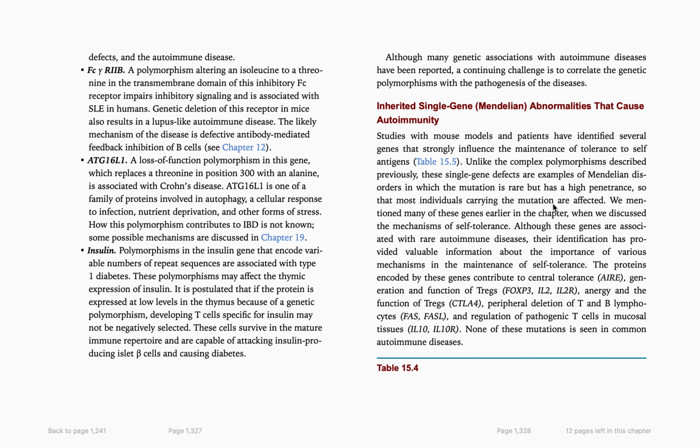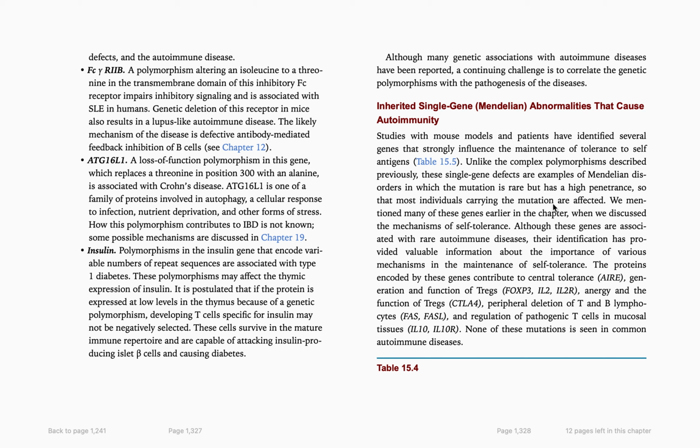ATG16L1. A loss-of-function polymorphism in this gene, which replaces the threonine at position 300 with alanine, is associated with Crohn's disease. ATG16L1 is one of a family of proteins involved in autophagy, a cellular response to infection, nutrient deprivation, and other forms of stress. How this polymorphism contributes to inflammatory bowel disease is not known. Some possible mechanisms are discussed in Chapter 19.